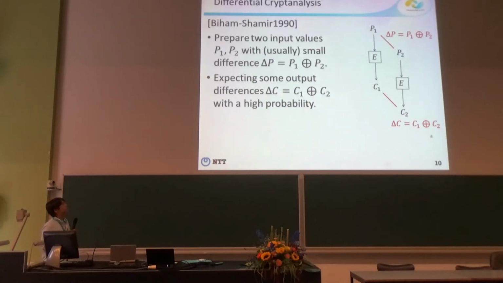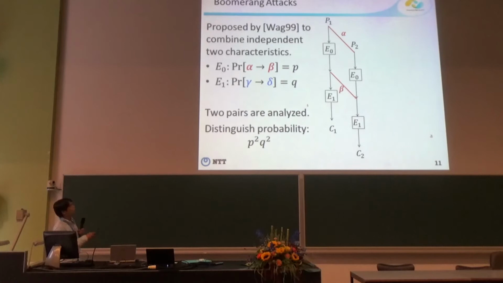And then in the boomerang attack, we divide the target cipher E into a first half E0 and a last half E1. We search for the differential trail independently for E0 and independently for E1. Assume that the difference alpha goes to difference beta with probability P for E0, and similarly gamma goes to delta with probability Q for E1. Then we get a property which occurs with probability P squared Q squared.